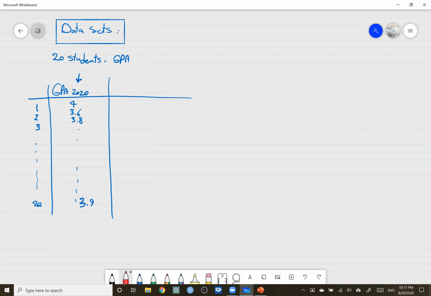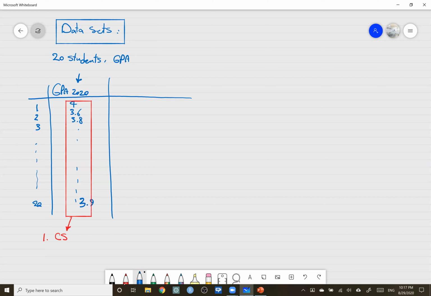So let me use another color. This is cross-sectional data. Cross-sectional data is multiple individuals, multiple people, multiple countries, you name it, multiple objects at one time. So let's say this is GPA in 2020. This is our cross-sectional data, number 1. Now, let me try to fill this up.